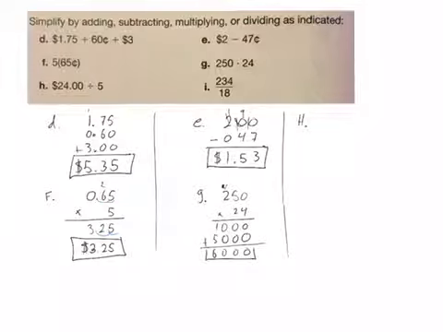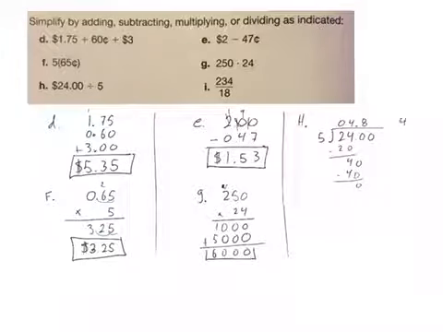H is going to be 24 divided by 5. Well, 5 does not fit into 2, so I'll put a 0. 5 does, however, fit into 24 if it's in there 4 times. 4 times 5 is 20. Subtract and get 4. Bring down a 0. 5 goes into 40 8 times. 8 times 5 is 40. So my answer is going to be 4.8.